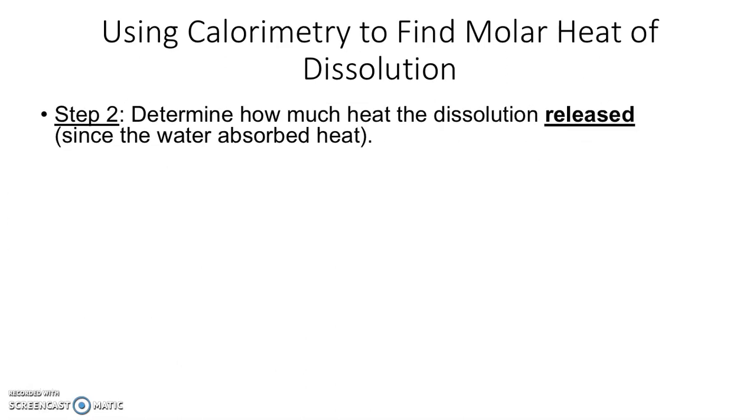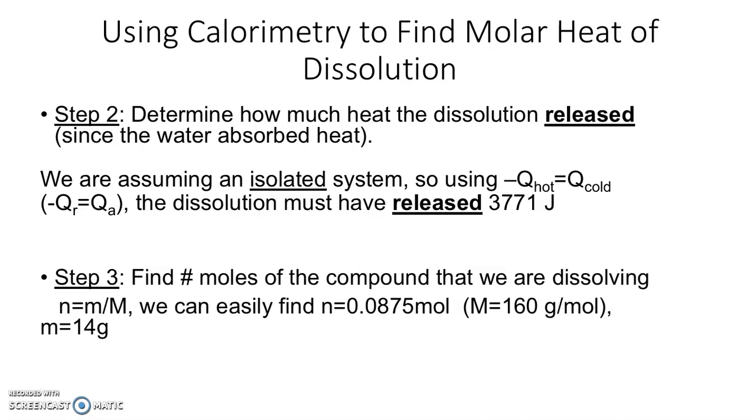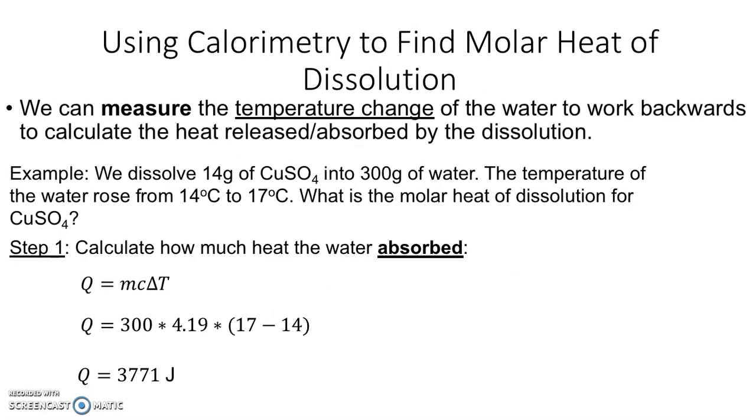Step 2. Well, where did that energy come from? It came from the dissolving process. So the process must have released 3,771 joules. Now remember, the molar heat of dissolution was the energy released or absorbed by a process for every 1 mole of reactant. So in our question, if you go back, we had 14 grams of copper sulfate.